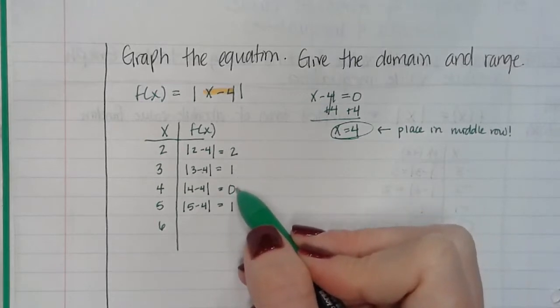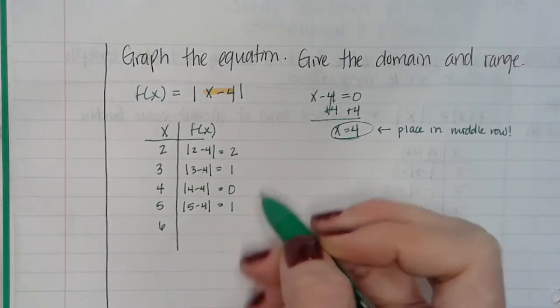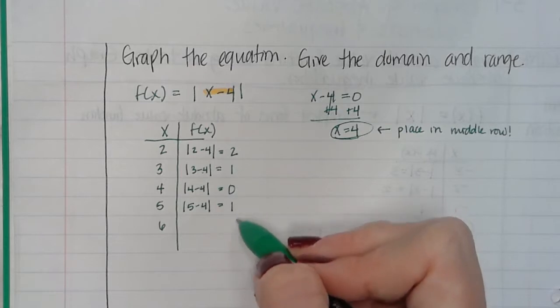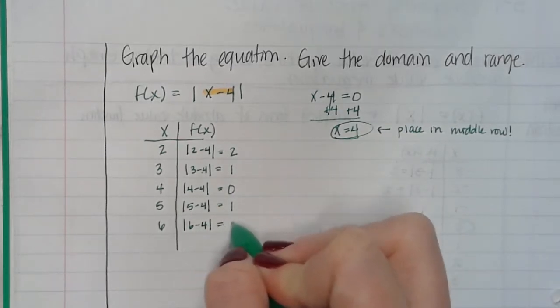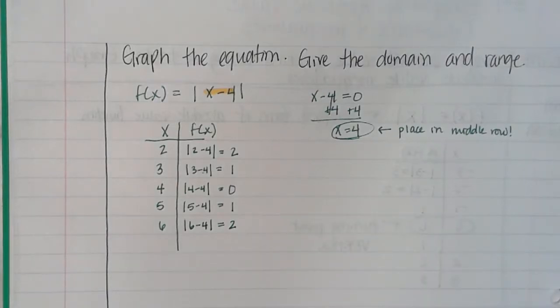Notice now that turning point. After that turning point, I'm going to see this pattern. Their numbers were going down, and now they're going to go back up. Absolute value of 6 minus 4 is 2. Now I have these inputs and outputs that I can plot on the same coordinate plane.